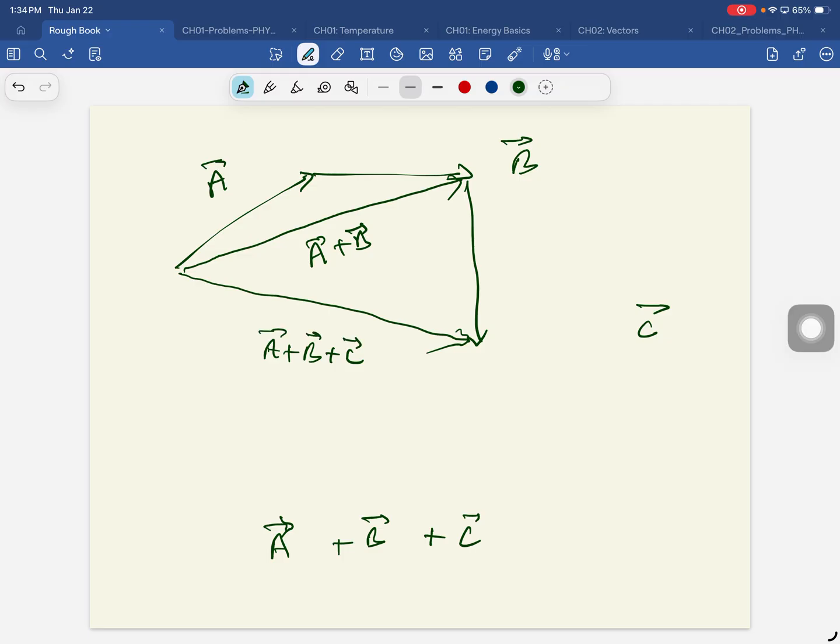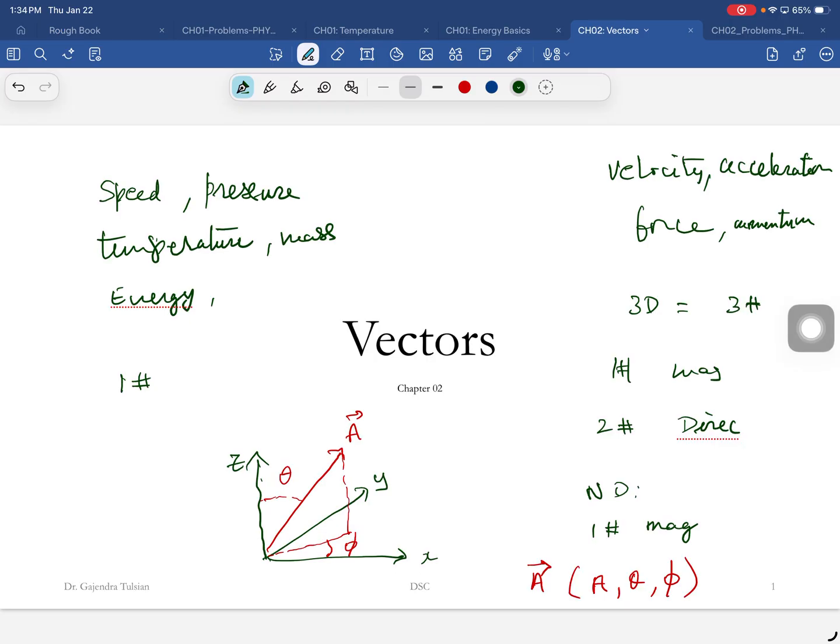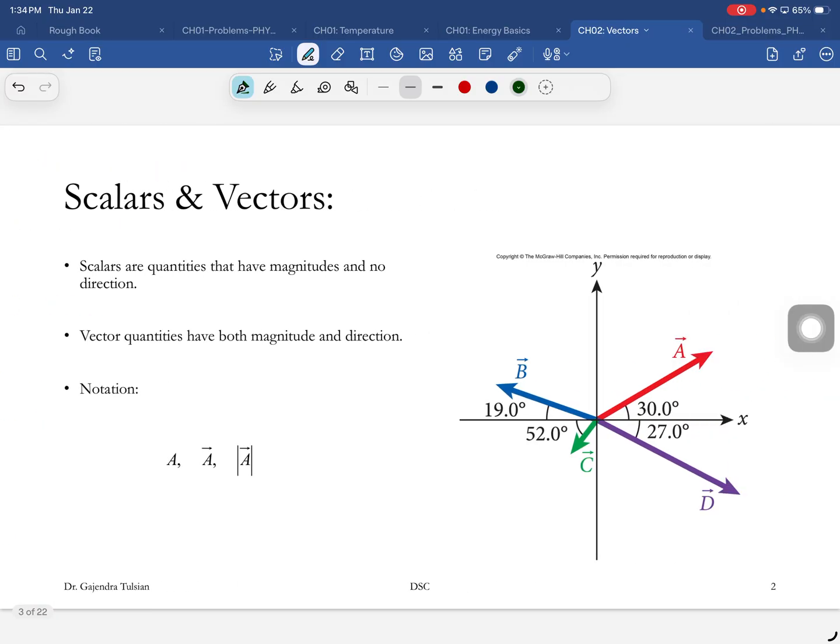Here's A. If you're adding several vectors, A, B, C, D, E, you keep adding vectors tail to head, and then the sum is from the tail of the first one to the head of the last one. So this way you can add as many vectors as you want.